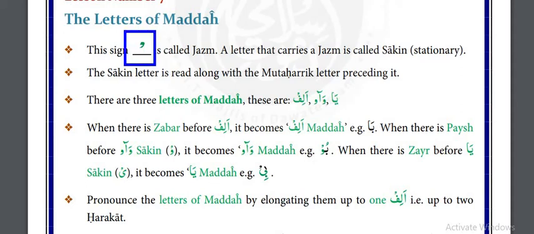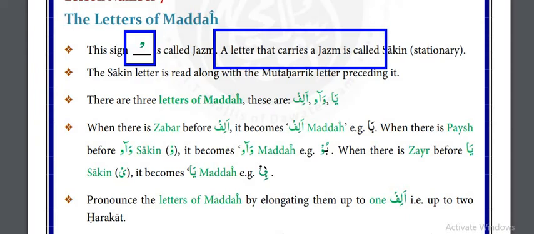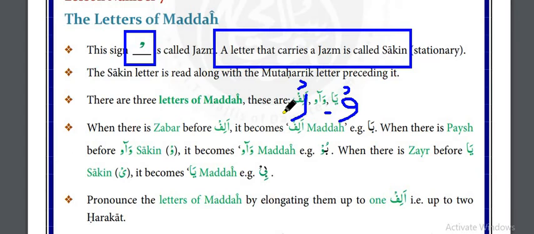This sign is called Jazm sign. A letter that carries a Jazm is called Sakin. For example, Waw has Jazm, so Waw is Sakin. Ra has Jazm, so Ra is Sakin. Even any letter when comes with Jazm, then it is called Sakin letter.